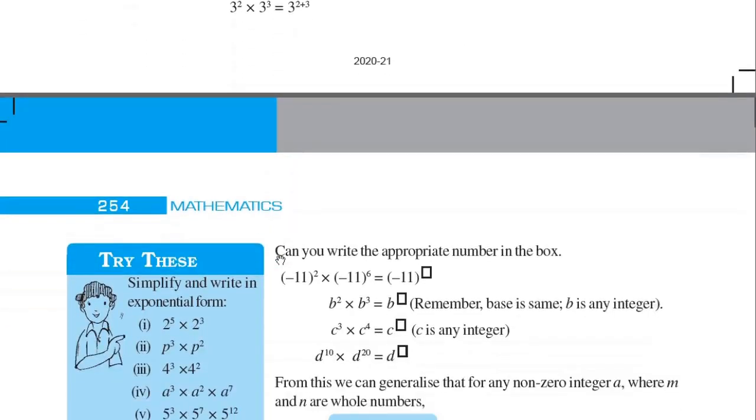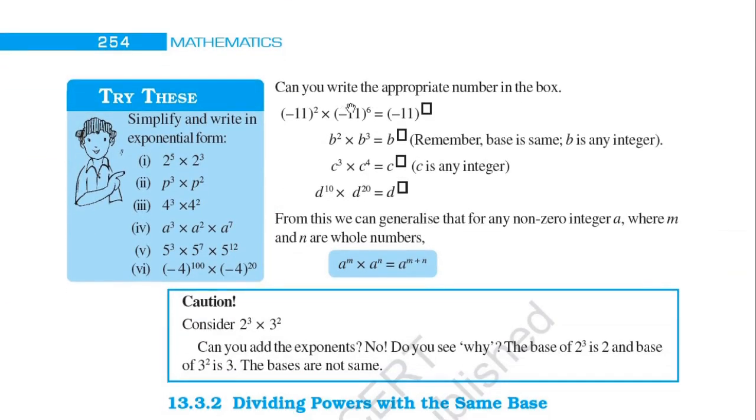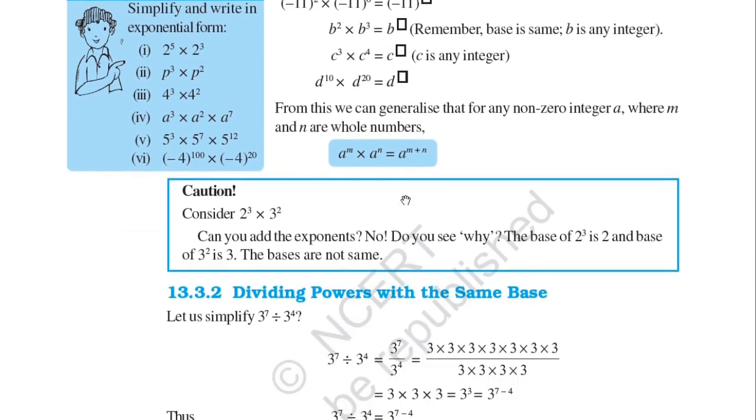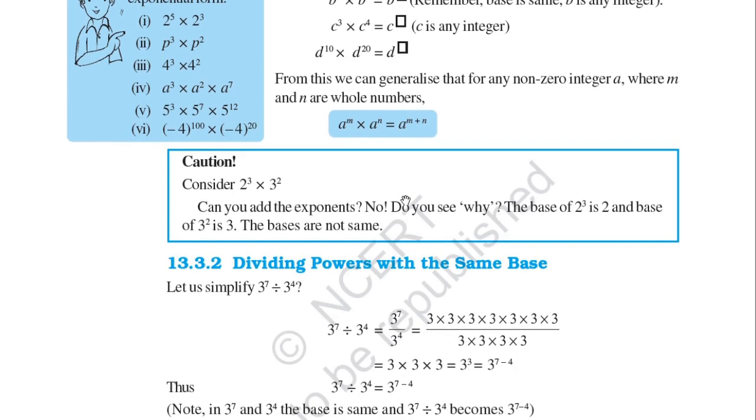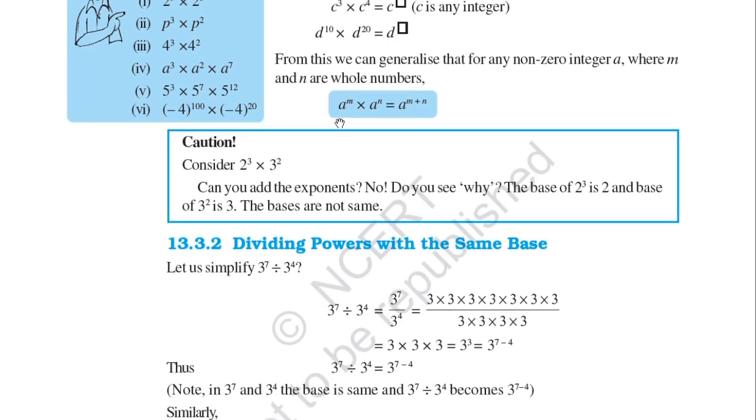So it's very easy. Here also, can you put the appropriate number in the box? Here the bases are the same, so you can put 8 here, 2 plus 6 is 8. B into B, the base is the same. So 2 and 5, 2 and 3 will become 5. And here the base is the same, 3 and 4 will become 7. 10 and 20 will become 30. From this we can generalize that for any non-zero integer a, where m and n are whole numbers, a to the power m into a to the power n is a to the power m plus n. Caution: consider 2 to the power 3 and 3 to the power 2.